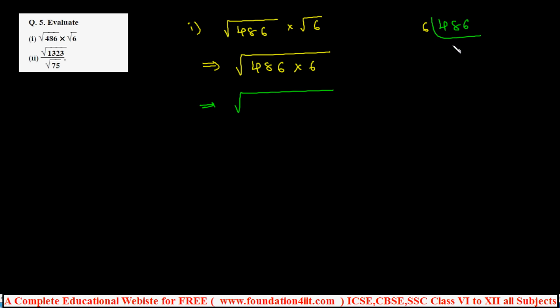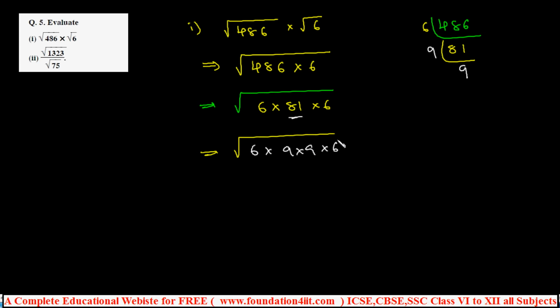If you see that 6 into 8 is 48 and 6 1 6 is going, right. That means 486 we can write as 6 into 81. And into already 6 is there. Now square root of, and what will we do, 81 is a perfect square, that is 9 into 9. That means 6 into 81, we can write 9 into 9 and into 6 is there.